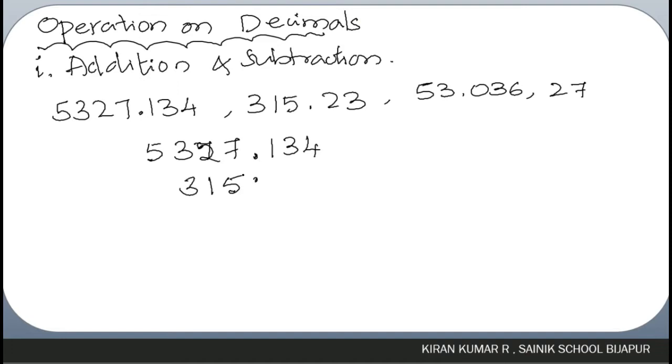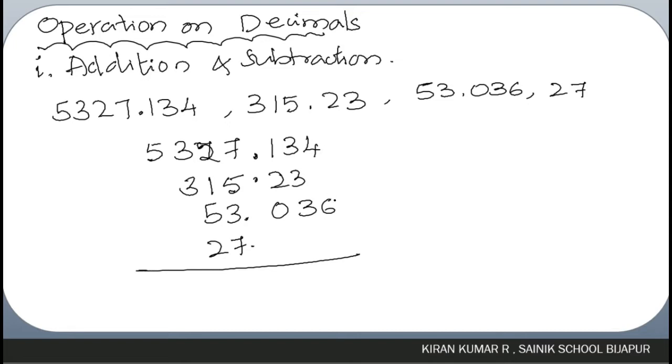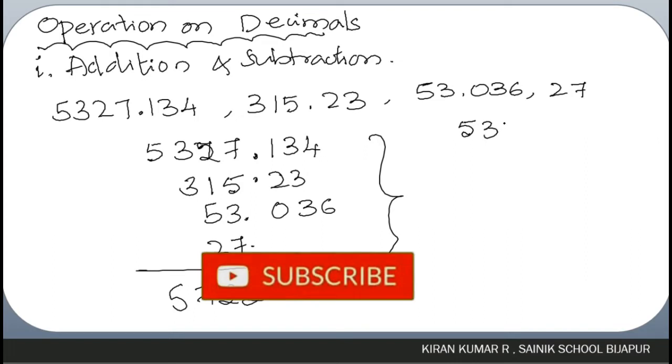Here we have 315.23. Next we have 53.036. Next we have 27. We are going to add the digits. Here we get the result as 5722.400. The same thing can also be done by making them like decimals.